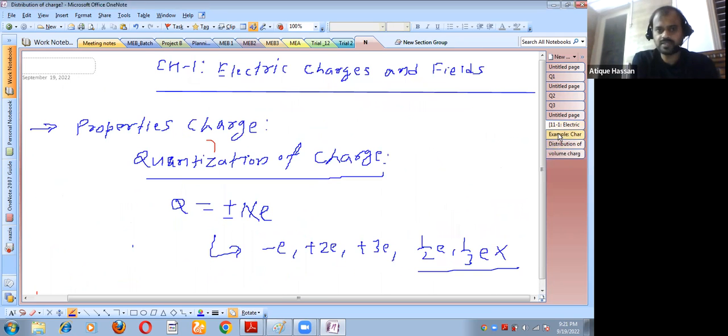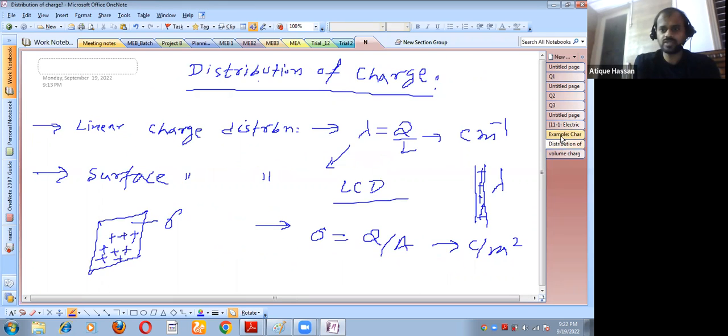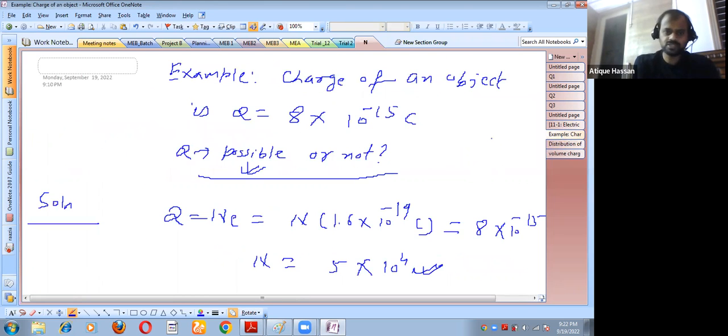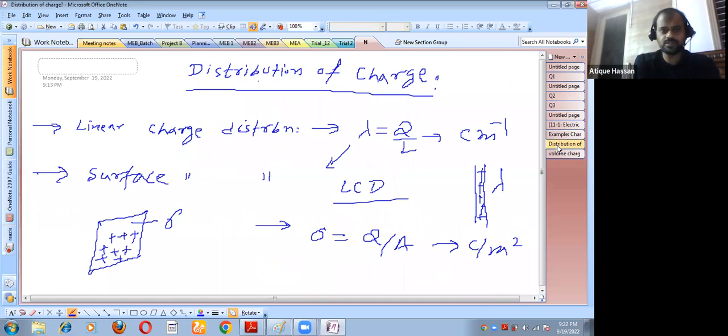Till now we have discussed, you can see the slides. First we discussed the properties of charge, that is basically quantization of charge. We have discussed all other properties. We already know the additive property and the conservative property. Most of the time we are familiar with that, but the most typical property is quantization of charge. I have dictated some idea about that. Then we have done one example based on that, whether a given charge is possible or not. If we get the value of n as an integer, then it means this charge is possible.